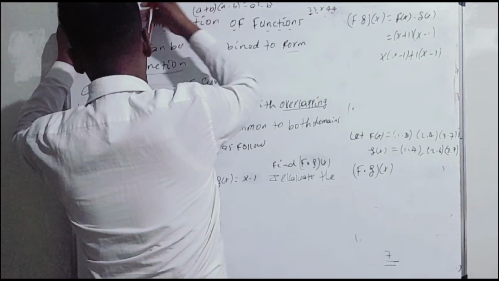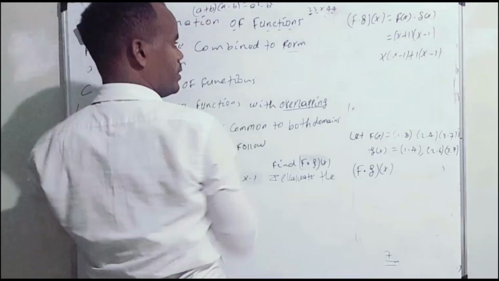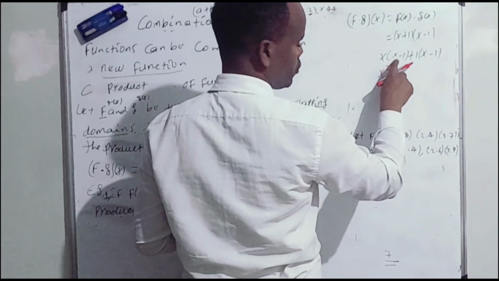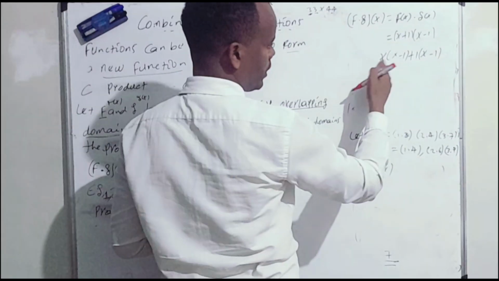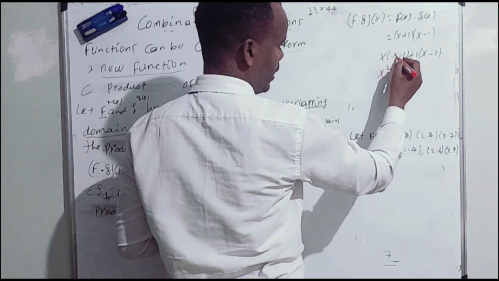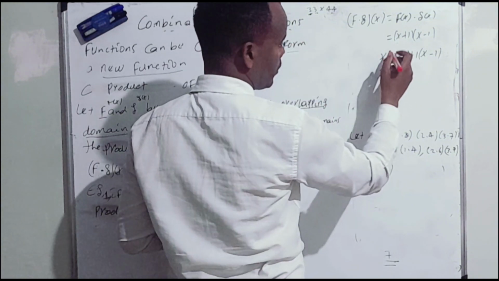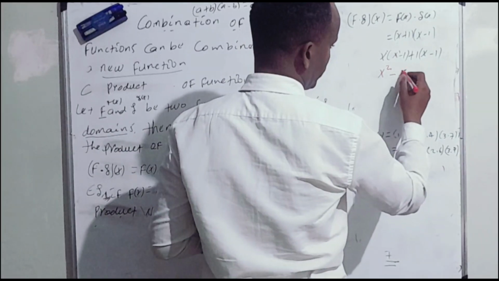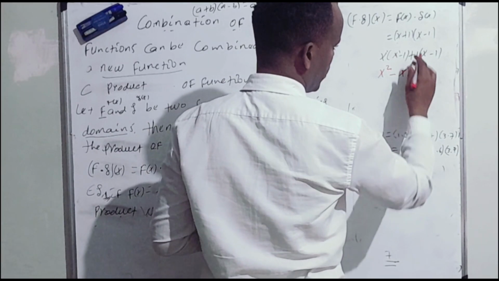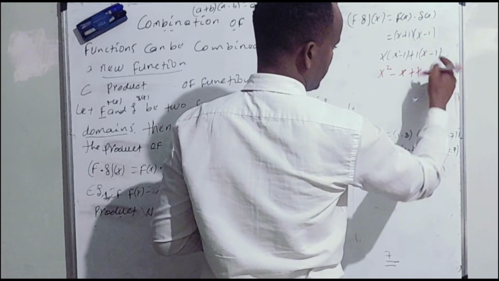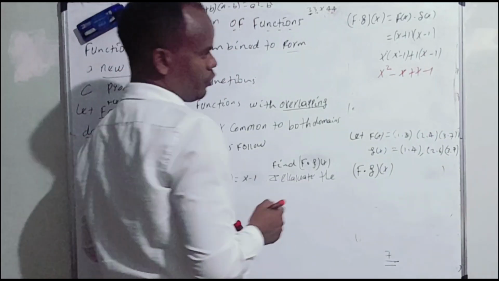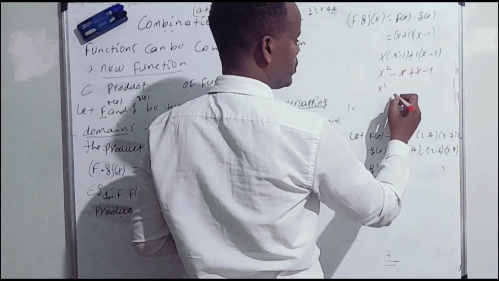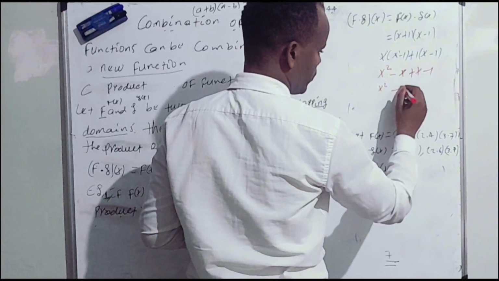x times x means x to the power of 2. Select the common variable and add the exponents. Select one of the variable, which is x. Here is the power of 1, here is the power of 1, 1 plus 1 is 2. Minus x: x times minus 1 is minus x. 1 times x is plus x. 1 times minus 1 is minus 1. Then x to the power of 2, minus x plus x, which is 0, and 0 minus 1 is minus 1.